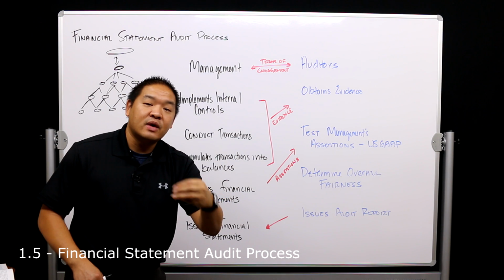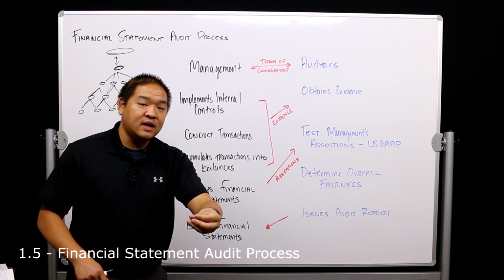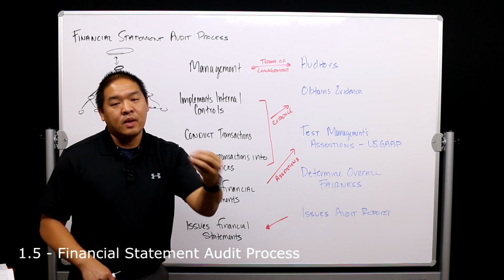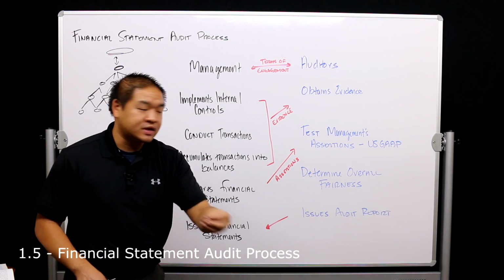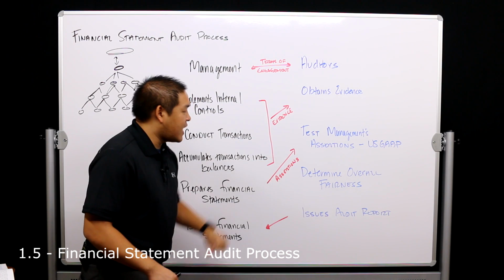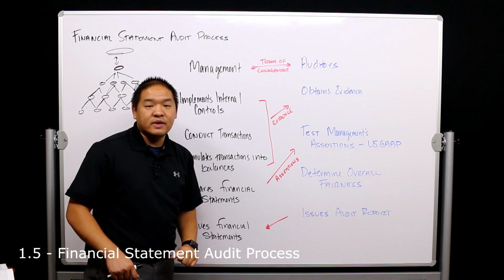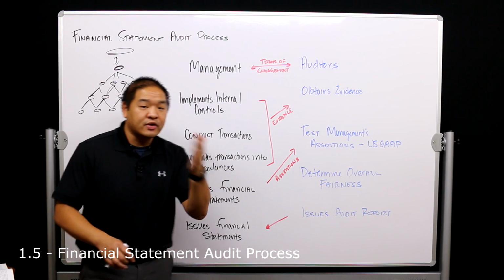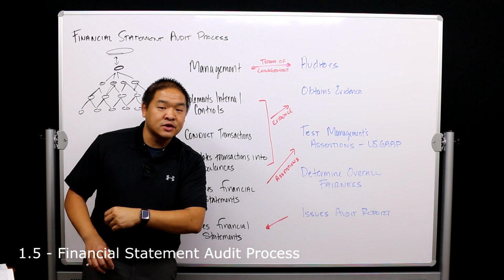If we can't, then we have a misstatement. And if we have a misstatement, either management fixed that misstatement or we were going to issue a report saying what misstatements we see in the financial statement. Okay, so we test management's assertions, and what assertions are we testing? We're testing the assertions that are on the financial statement. In a previous lesson, we talked about what assertions are.